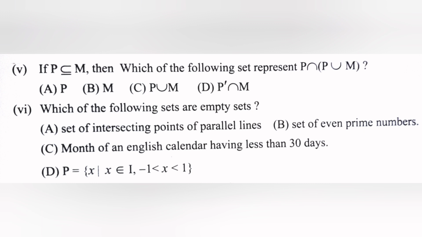So let's see the last MCQ. Which of the following sets are empty sets? First one is the set of intersecting points of parallel lines.